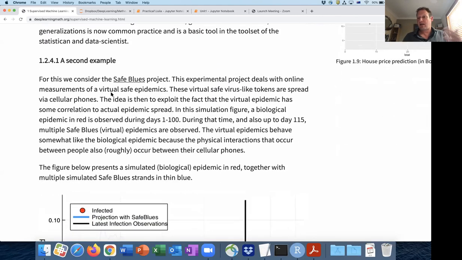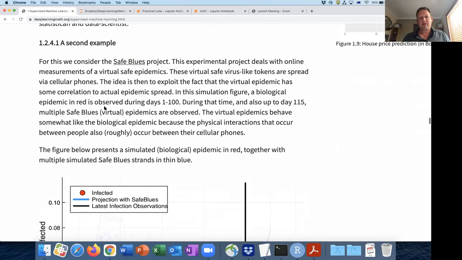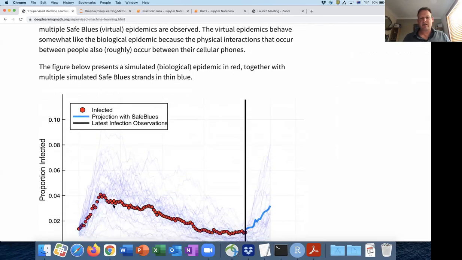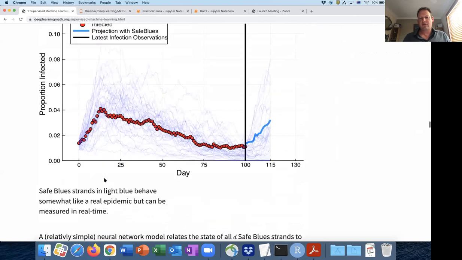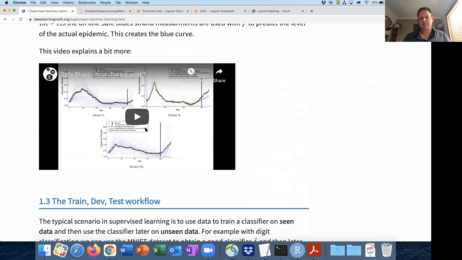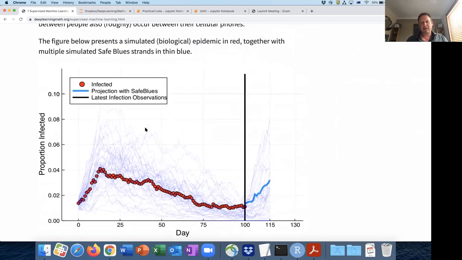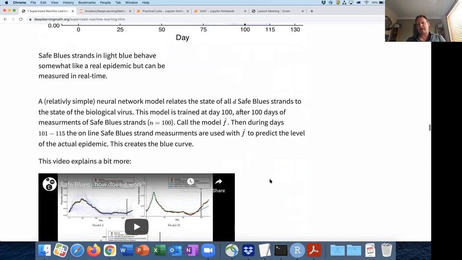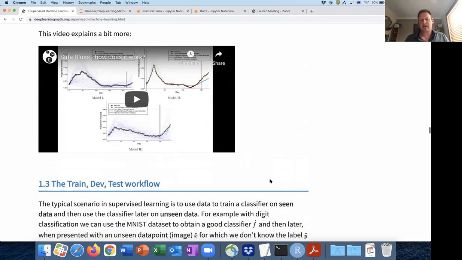Now, a second example that I'll also skip just due to time is this project called Safe Blues that Sarat and myself and several other colleagues are involved with. You might have seen this 2.5 minute video that describes what Safe Blues does. This is a case of scientific machine learning where we used a quite simple neural network to predict the situation of the epidemic in days 100 to 115, based on these measured virtual epidemics and only based on the training data, which is here. Up to day 100 you have training data, and then you can continue and get some signal of these predicted epidemics and predict where the epidemic's going. That's kind of the key story, but that's an application of neural networks in epidemiology.